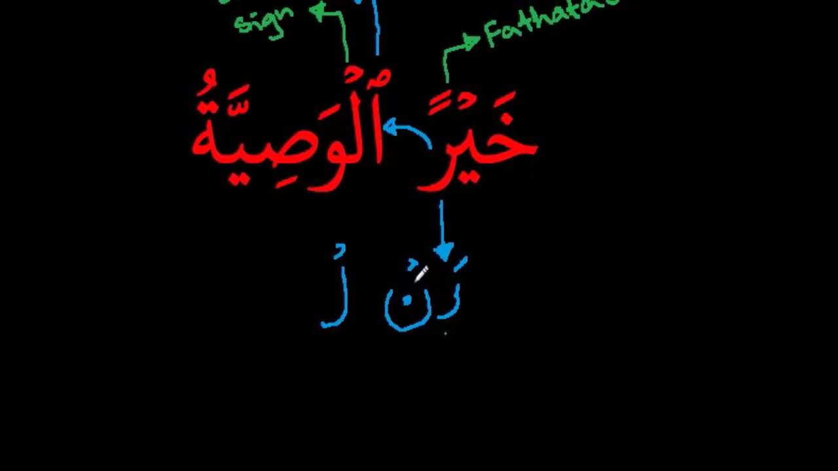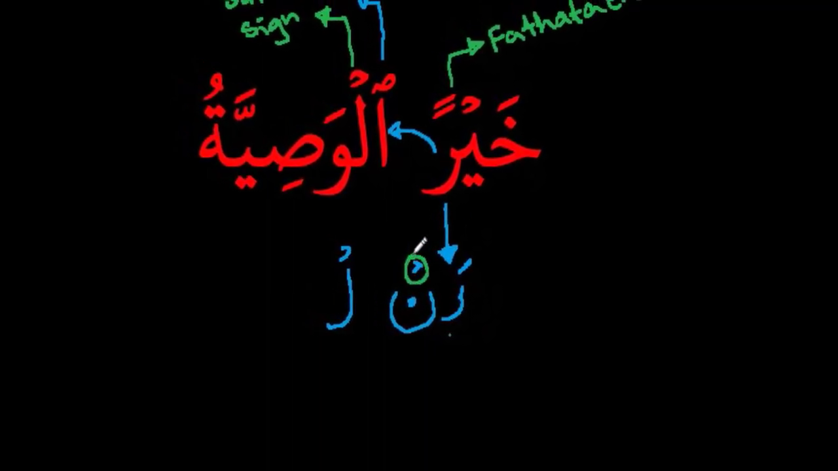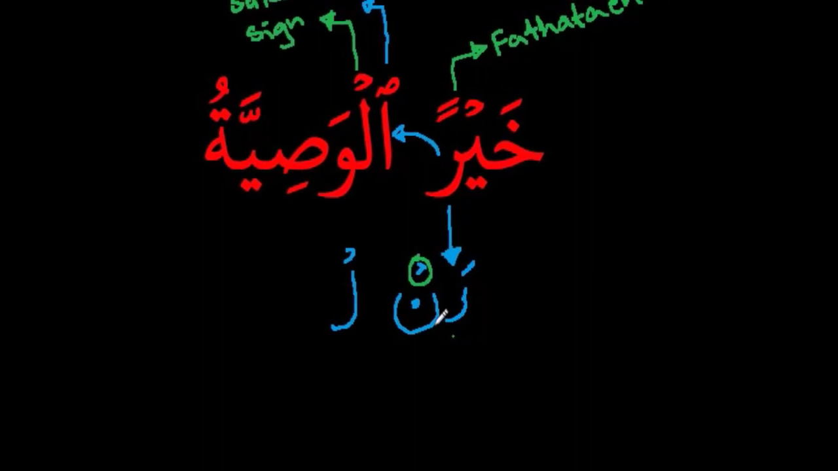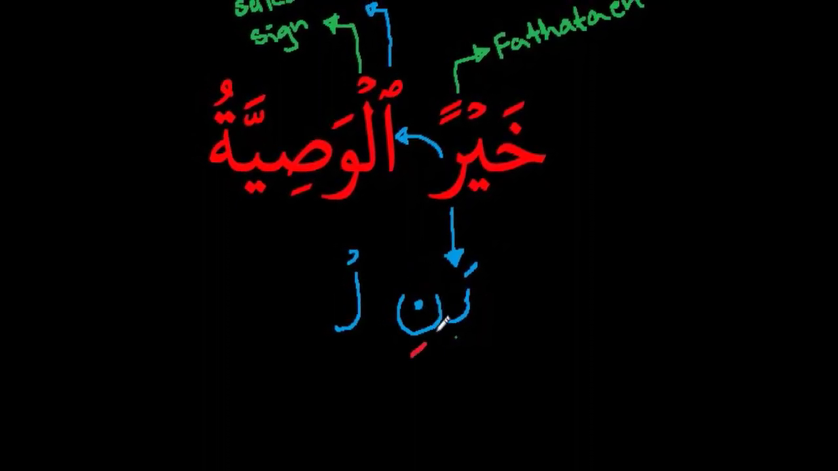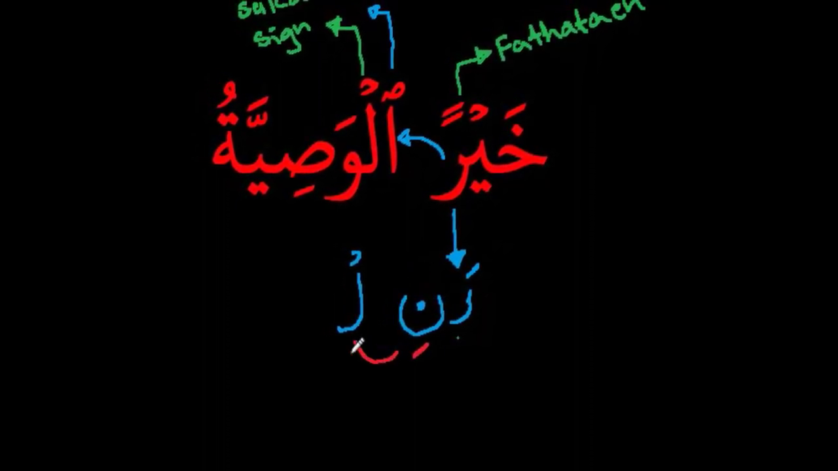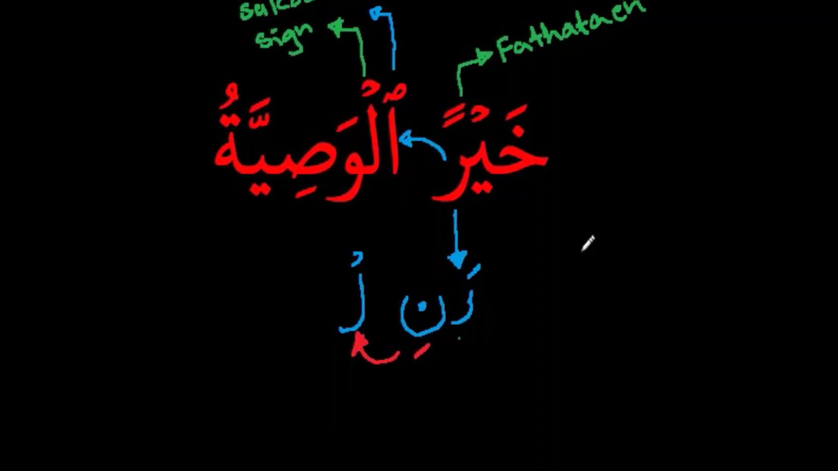So according to Tajweed rule, we are going to convert this sukun sign into a kasra, so then it becomes rani, and now the ni sound is going to connect with lam, it becomes ranil. So the pronunciation of this example becomes khayranil.